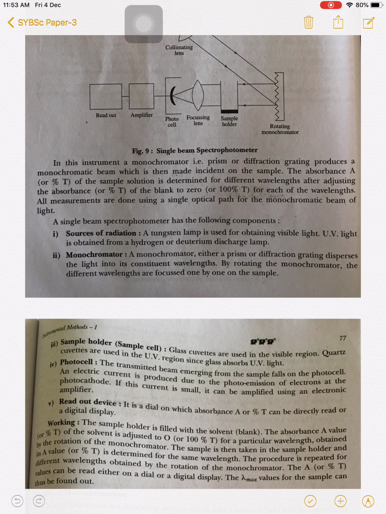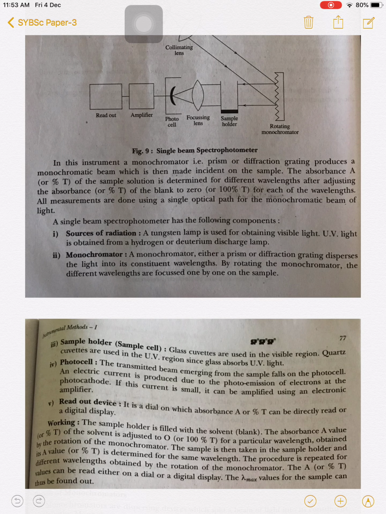The third component is a sample holder or sample cell. The glass cuvettes are used in the visible region. Quartz cuvettes are used in the UV region since glass absorbs UV light. So now see here, cuvettes are made of glass or of quartz. The glass absorbs the UV radiation. Therefore, when the UV radiation is the source in case of a single beam spectrophotometer, we use quartz as the cuvette to hold the sample solution.